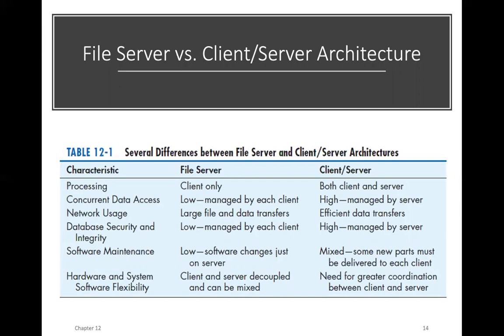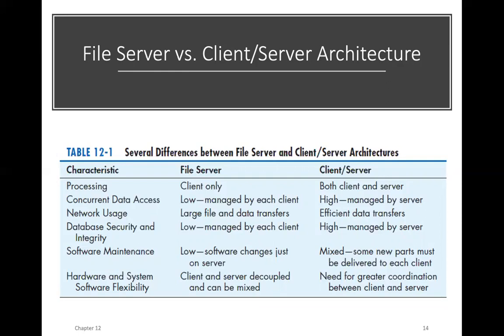Table 12.1 summarizes the differences between the file server and client server architecture. If we look at these 6 different characteristics: processing, concurrent data access, network usage, database security and integrity, software maintenance, and hardware and system software flexibility, you can see there is some fundamental difference. Processing for a file server is all done at the client. For the client server, it's done at both the client and the server. Concurrent data access is done by the client for the file server, and for the client server, it's managed by the server. Network usage for a file server means large file and data transfers. Client server means efficient data transfers.